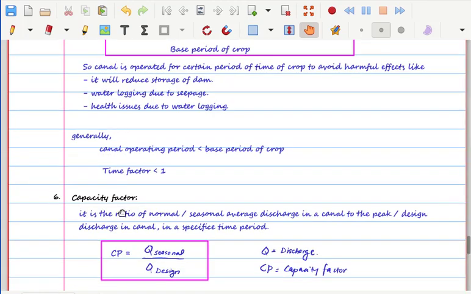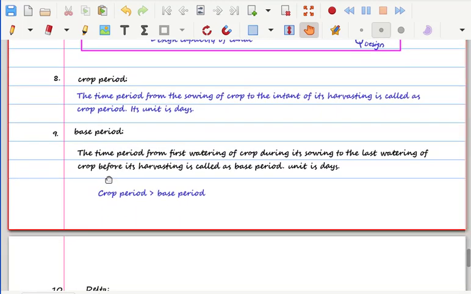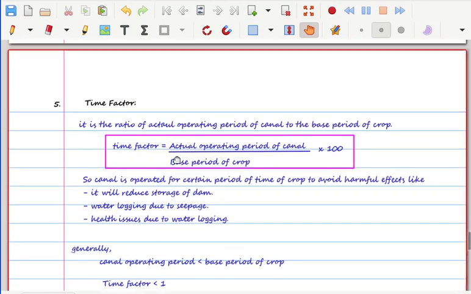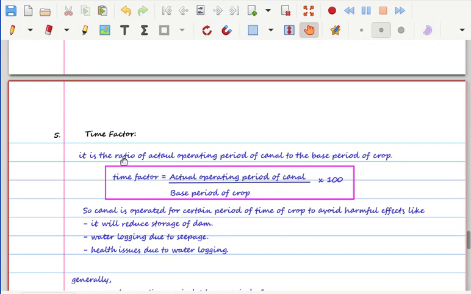And what is the base period? We will discuss it later, but let me show you. Base period is the time period from first watering of the crop during its sowing to the last watering of the crop. So the time period between the very first water which we give to the crop to the last water which we give to the crop before its harvesting is known as the base period, right? Its unit is days. So time factor is actually the ratio between the actual operating period of the canal divided by the base period of crop, multiplied by 100.